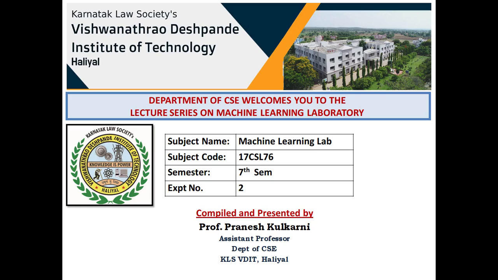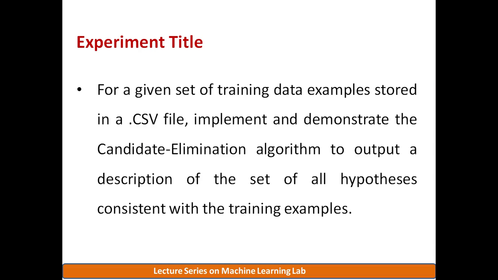Today we are studying the second experiment of the machine learning lab. The title of the experiment is: for a given set of training data examples which are stored in a .csv file, implement and demonstrate the candidate elimination algorithm to output a description of the set of all hypotheses which are consistent with the training examples. Let us study the candidate elimination algorithm.